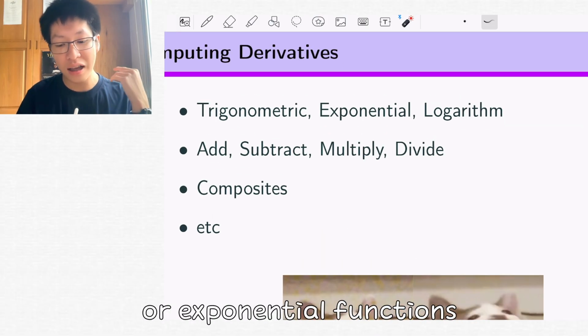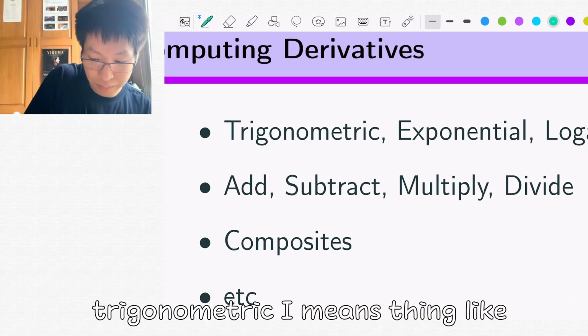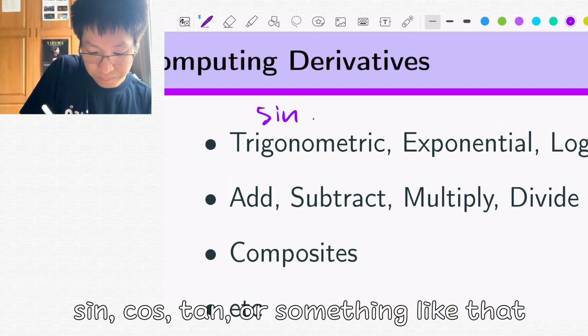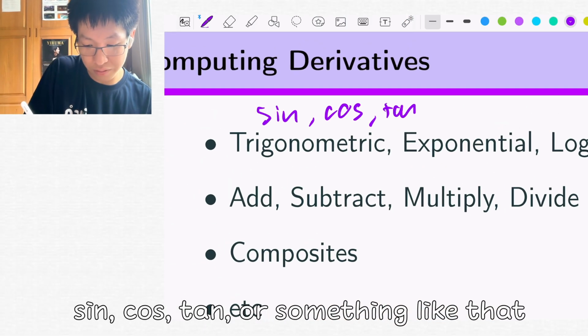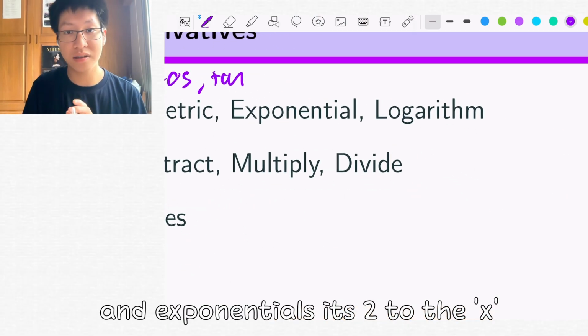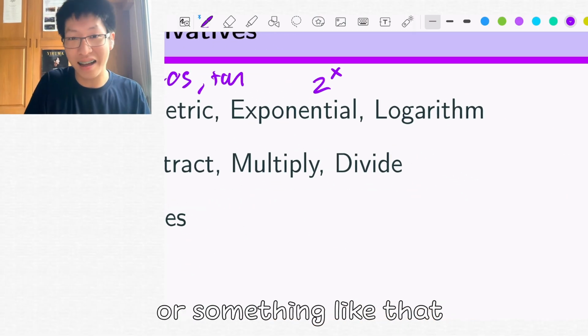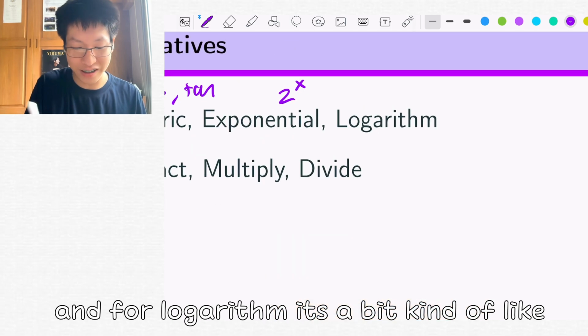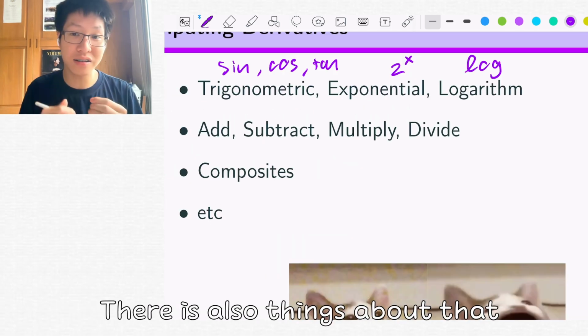trigonometric functions or exponential functions. Trigonometric, I mean things like sine, cosine, tan, or something like that. And exponential, it's 2 to the x or something like that. And for logarithm, it's kind of the inverse of exponential. There are also things about that.